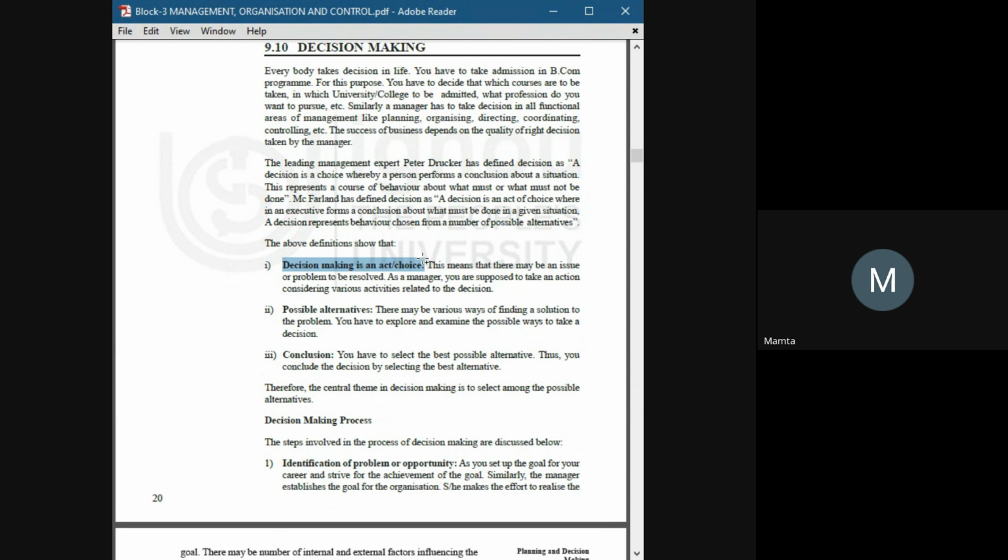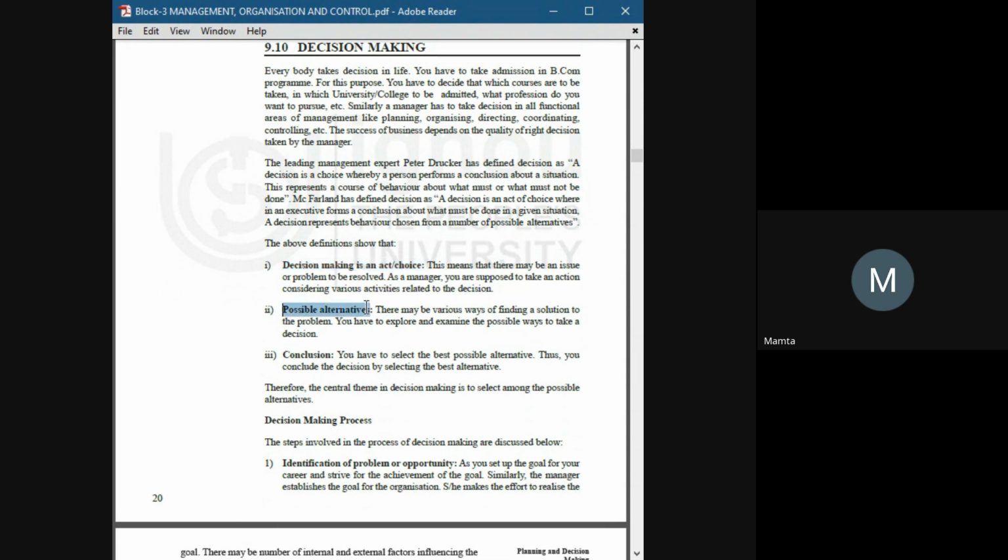If a situation arises where two employees are fighting over something, it's the manager's responsibility to take a decision, to take a stand there. So this is how it's an act of choice.